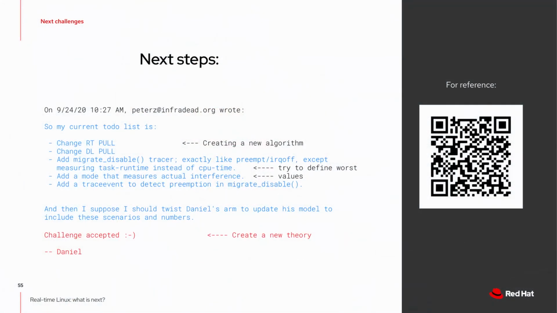And that's good. So Peter said that the next steps he would follow would be to create a new algorithm to pull the threads on the RT and in the deadline scheduler, to add the trace points so we can observe and measure the case of migrate disable, so we can trace in the same way that we do with preempt disable. And finally, he said that he was supposed to twist my arms to try to update the model to include these scenarios and the numbers, right?